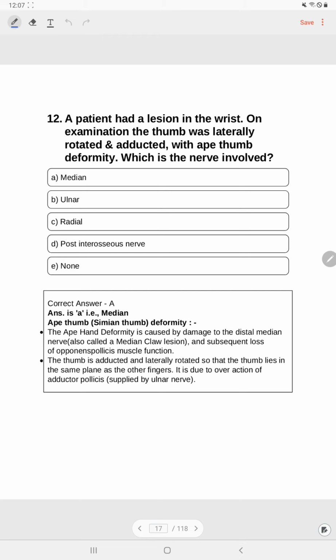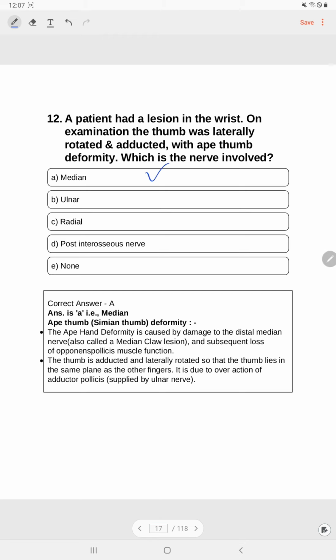Question number 12. A patient had a lesion in a wrist. On examination, the thumb was laterally rotated and adducted with ape thumb deformity. Which of the following nerve is involved? A. Median, B. Ulnar, C. Radial, D. Posterior interosseous nerve, E. None. Correct answer is A.